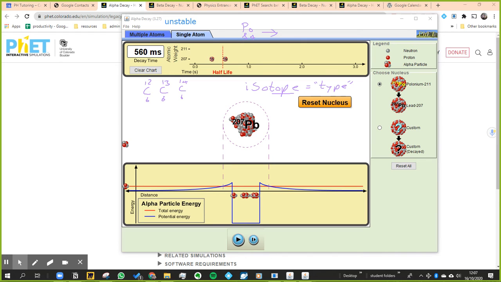And so it changed into lead, and this lead had a mass number of 207. In fact, polonium was 211, wasn't it? Now, it doesn't tell us the atomic number of lead, but like I said, if atoms have a particular name, they will have a particular atomic number. So lead, let's look on the periodic table. Lead has an atomic number of 82. Let's write that down: 82. And it gave off something that, at the time, scientists just called an alpha particle.